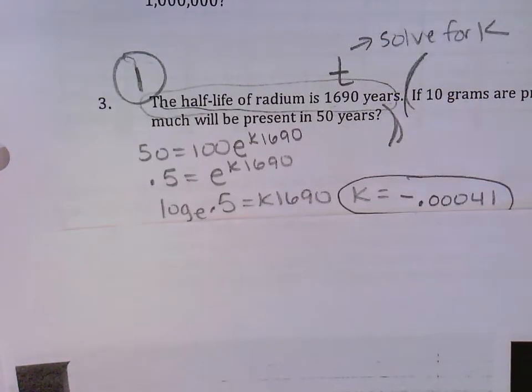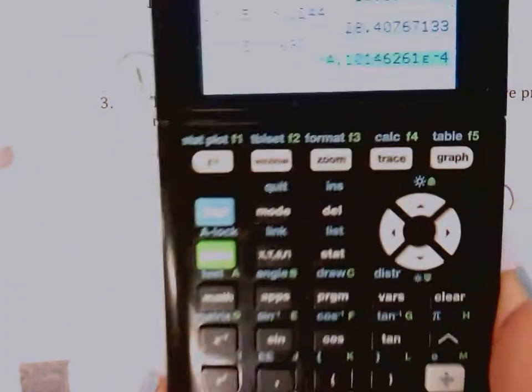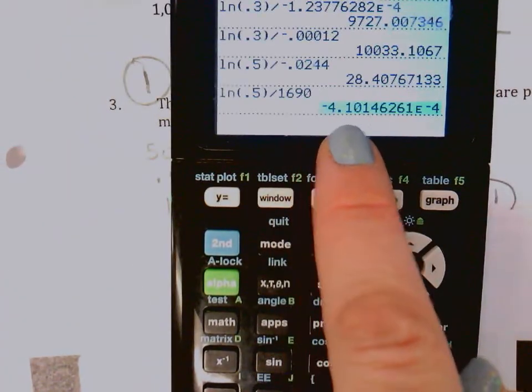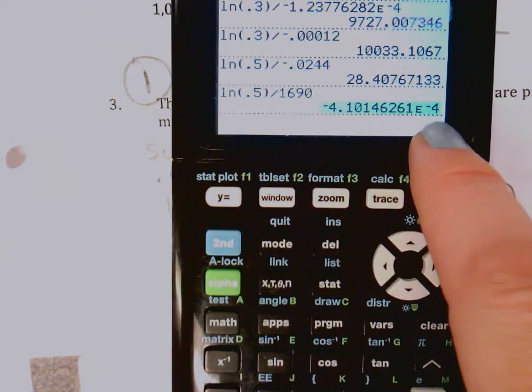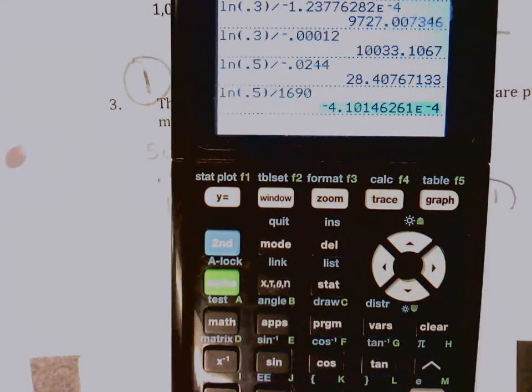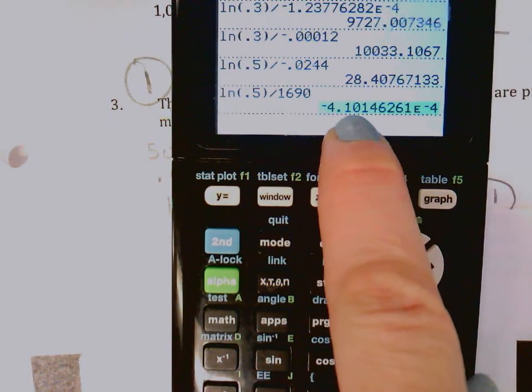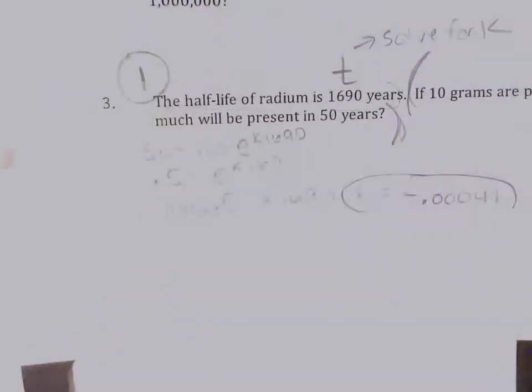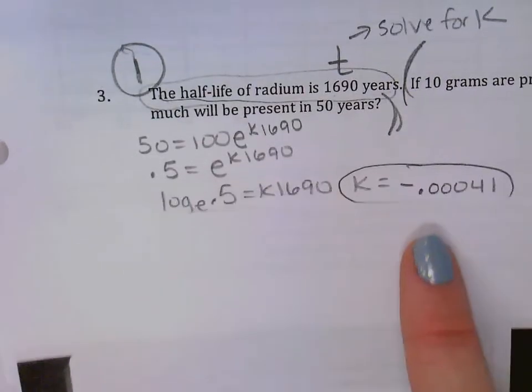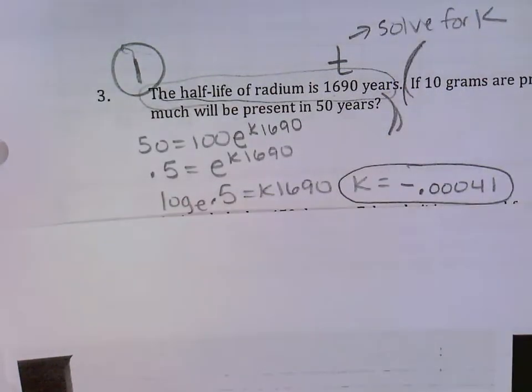Exponent. That's why you switch form. So it's the same process every time when you're solving for a half-life. And when you get it on your screen, it looks like this. Negative 4.1, but it says E negative 4 over here. So that means there's 4 decimal places to the left. Don't just write down a K value of negative 4.1. That's a really big K value. That would be a very quick decay. So a K value of this little small guy, that's going to take 1,690 years to get broken down.